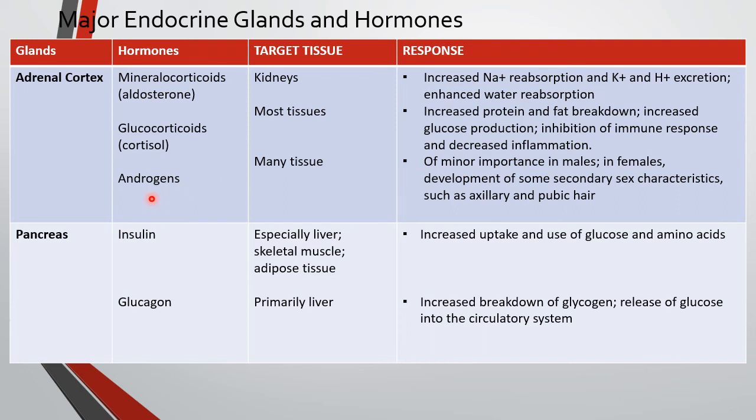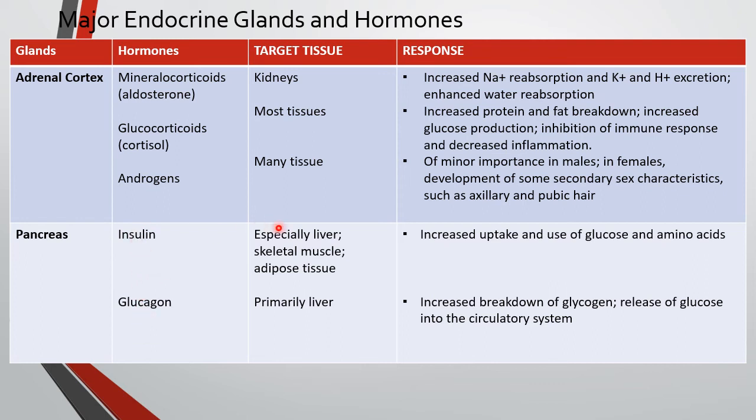Another hormone are the androgens. So, ito more on sex hormones to. This is responsible for the secondary sex characteristics you will see in puberty, such as the development of axillary and pubic hair. Now, you also have your pancreas. Your pancreas produces two major hormones, insulin and glucagon, which have opposite effects, no? They are regulating the blood sugar.